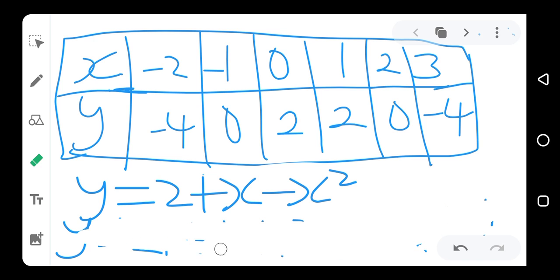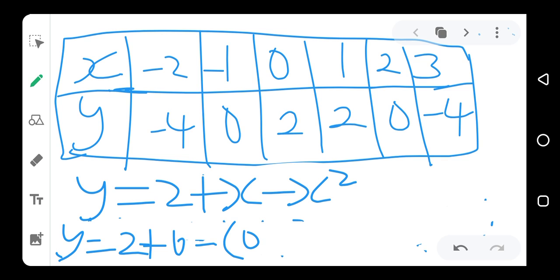When x is equal to 0, y is equal to 2 plus 0 minus 0 squared, which is equal to 2 plus 0 minus 0. 0 squared is 0. So this gives us 2 plus 0, which is equal to 2.